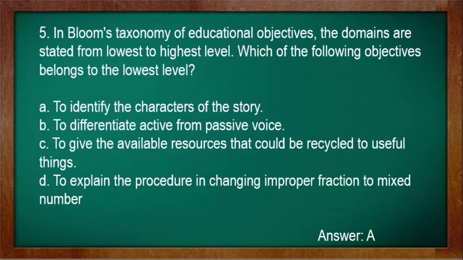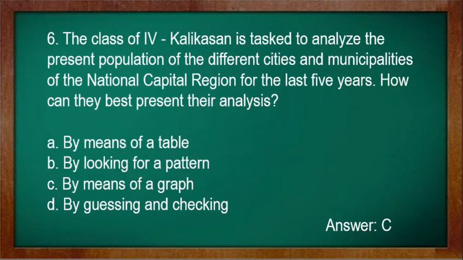Number 5. In Bloom's taxonomy of educational objectives, the domains are stated from lowest to highest level. Which of the following objectives belongs to the lowest level? A. To identify the characters of the story, B. To differentiate active from passive voice, C. To give the available resources that could be recycled to useful things, D. To explain the procedure in changing improper fraction to mixed number. Answer, A.